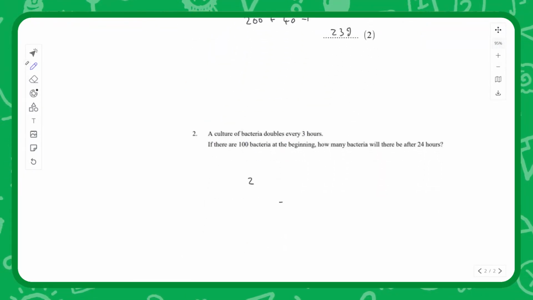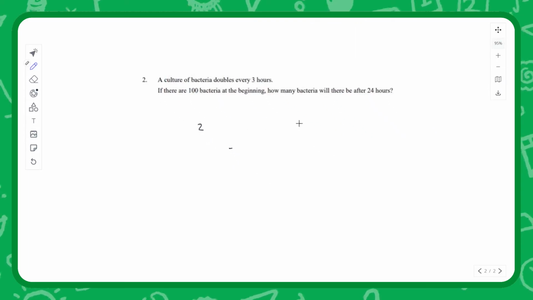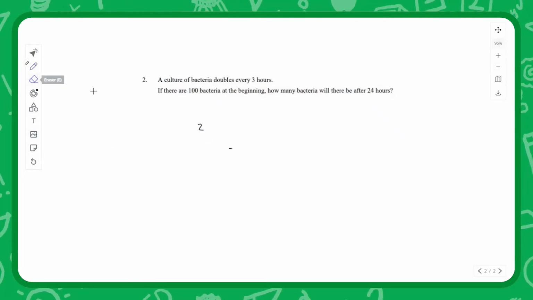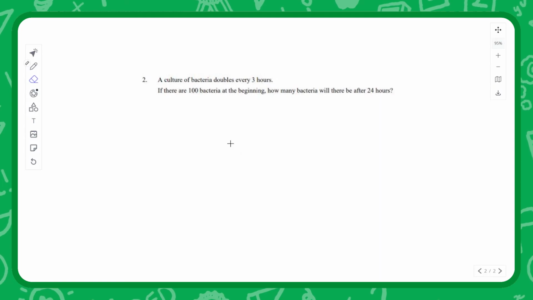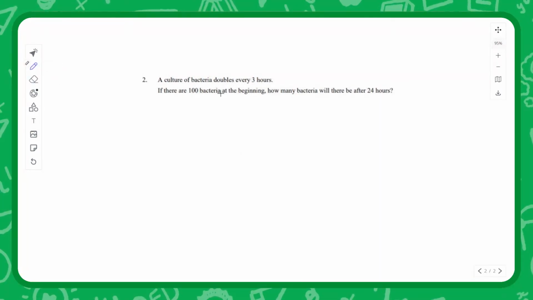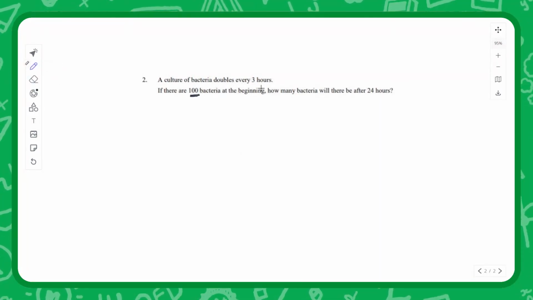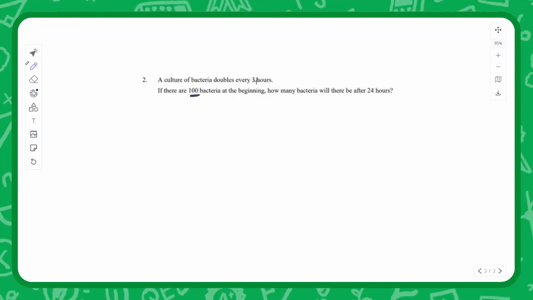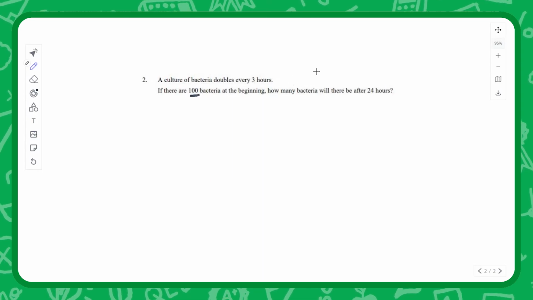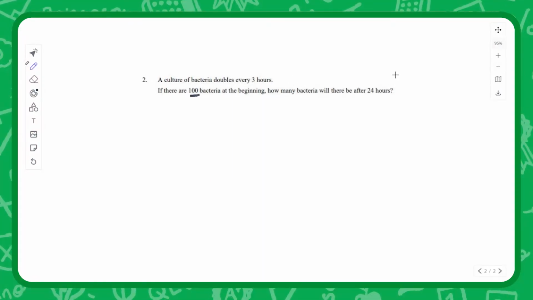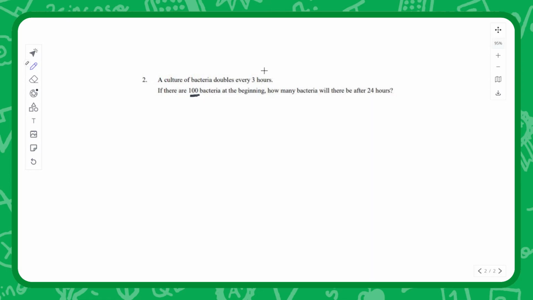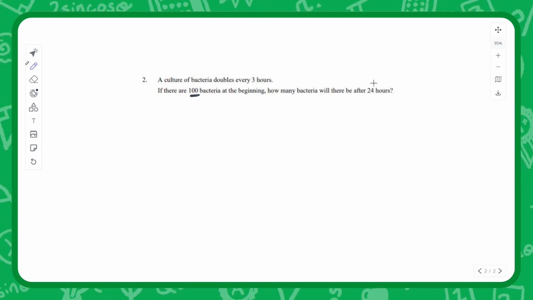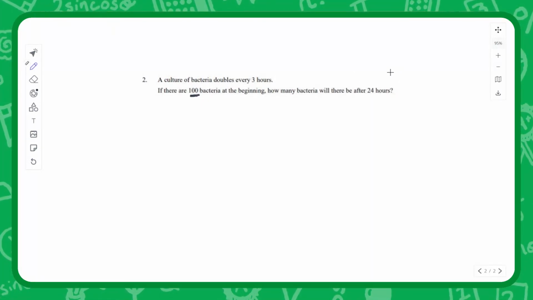Right, finally, we'll go on to geometric sequences. So we're given our start number, which in this case is going to be 100. And we're told that it doubles every 3 hours, and we're interested in how many bacteria we'll have after 24 hours. So how many jumps is that going to be? Well, how many times does 3 go into 24? It goes into 24 8 times. And so we're going to have 8 jumps.